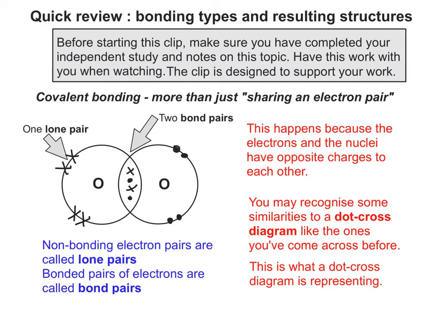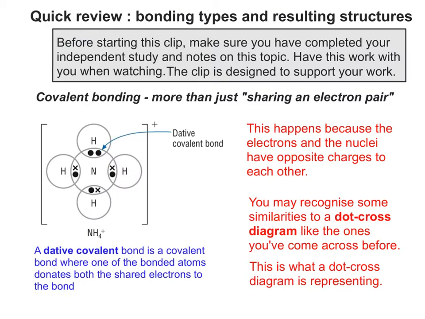It won't surprise you to find out that non-bonding electron pairs are called lone pairs and bonded pairs of electrons are called bond pairs. We make use of this idea when we determine the shapes of molecules, which is covered in a separate clip in a separate lesson.